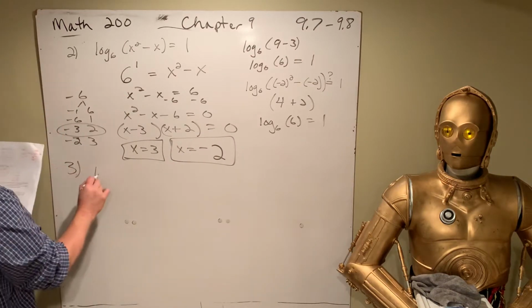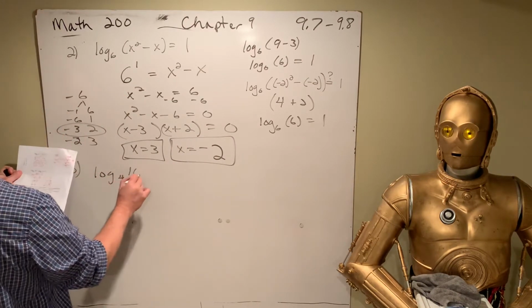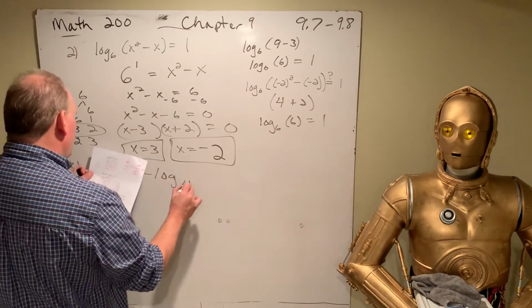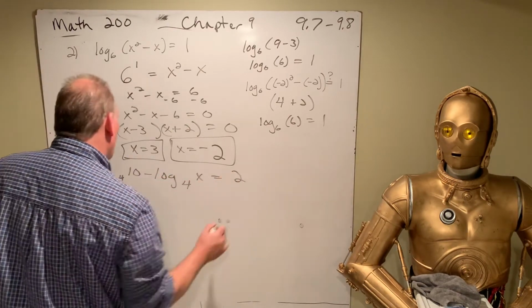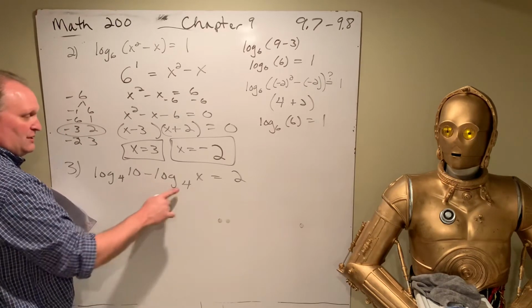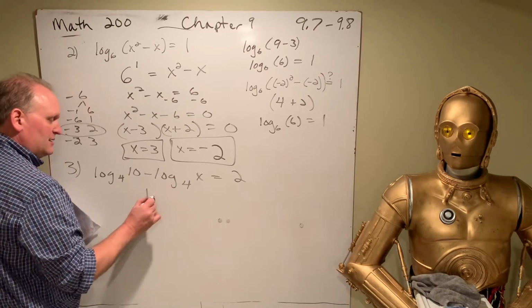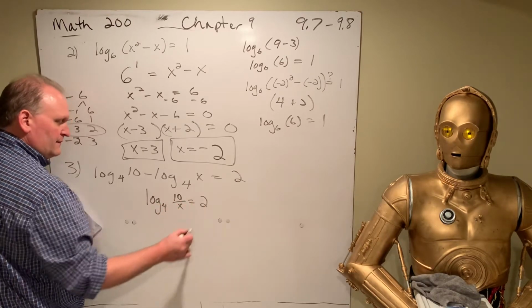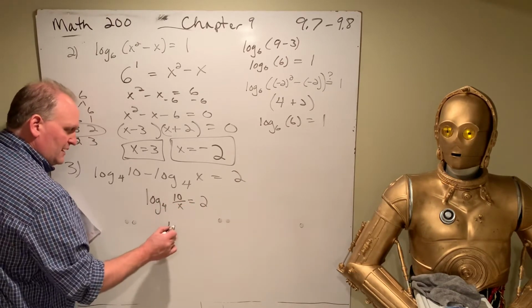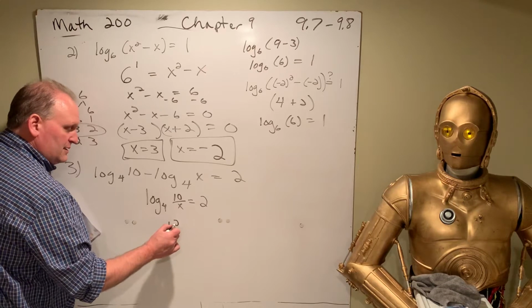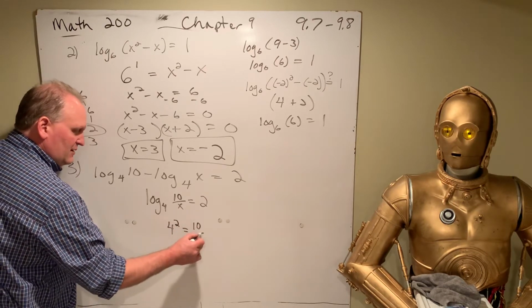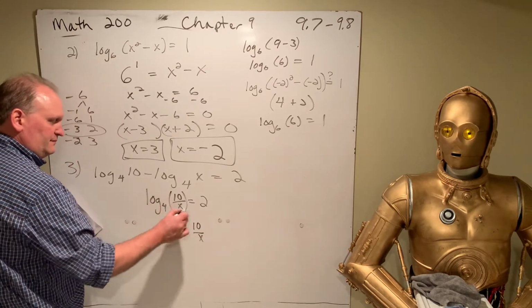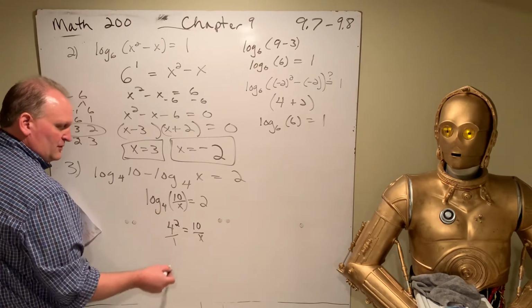Let's look at 3. We got log base 4 of 10 minus log base 4 of x equals 2. So remember, minus in log land with like bases like that, it's log base 4 of 10 over x. And now let's write it without logs. And we've got 4 to the second power is equal to 10 over x. And then cross multiply and solve.